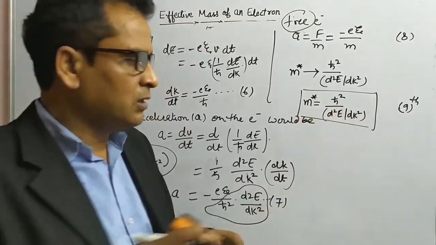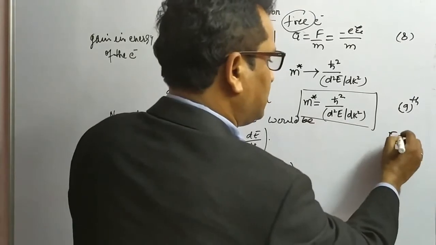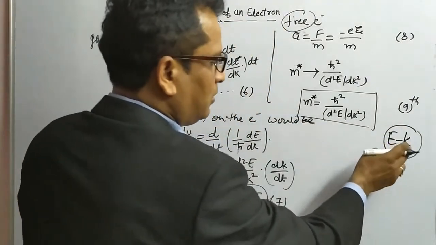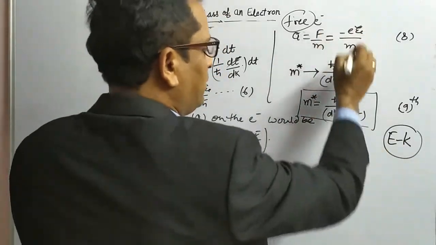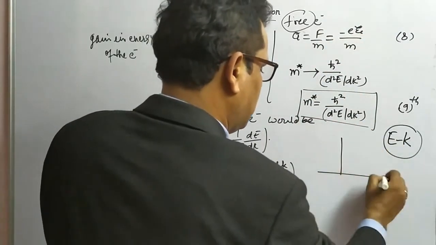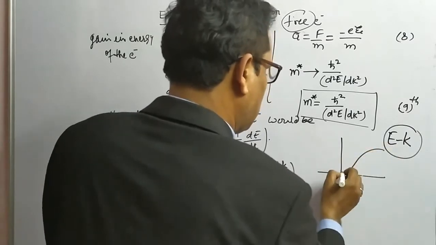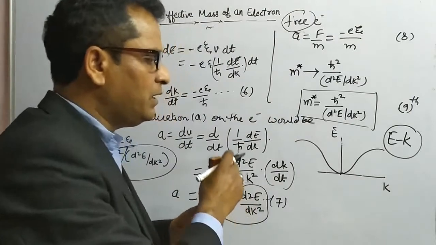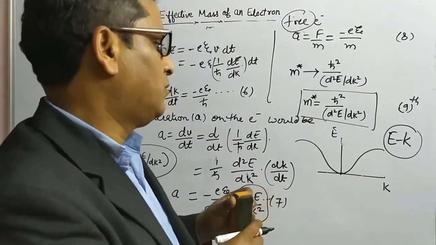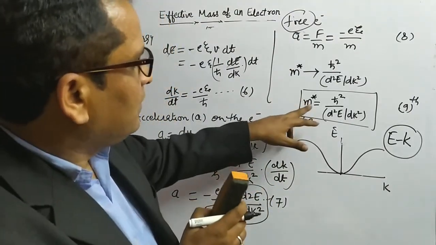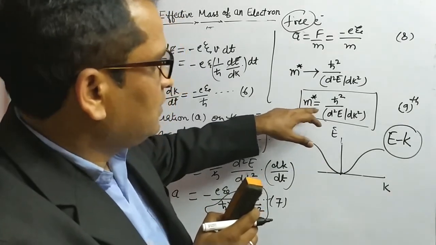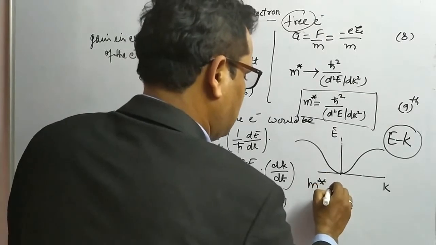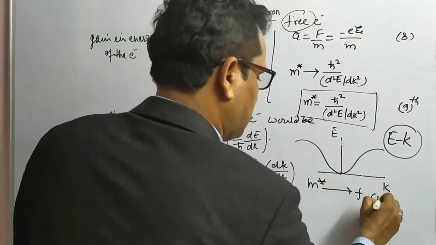So it means it depends on the E-k curve, E versus k curve. This is the importance of the E-k curve. The effective mass depends on the E-k curve. Perhaps you will remember this E-k curve, E versus k curve. So the effective mass depends on this curve for the electron, or I can say that the effective mass m star is a function of k.